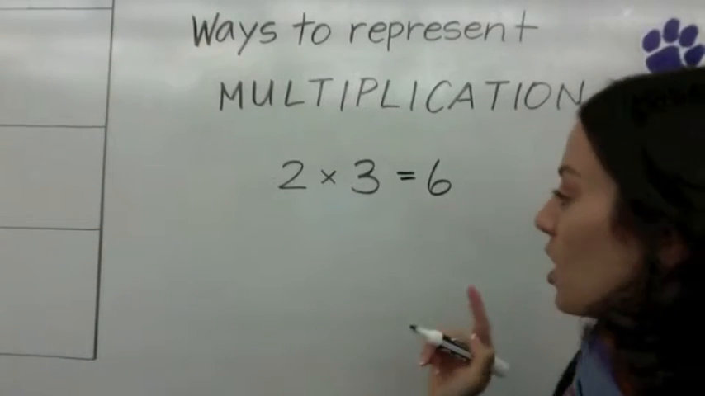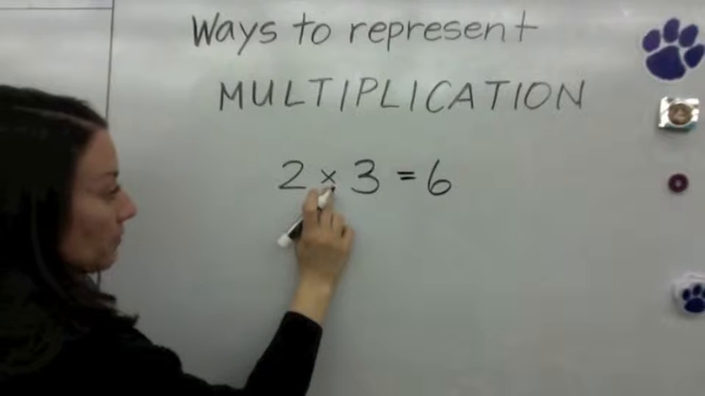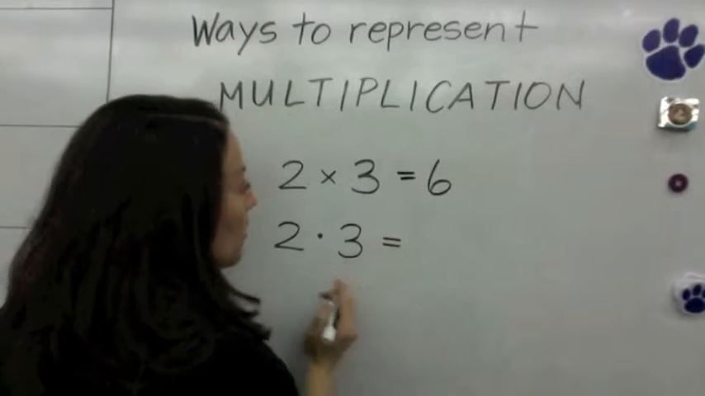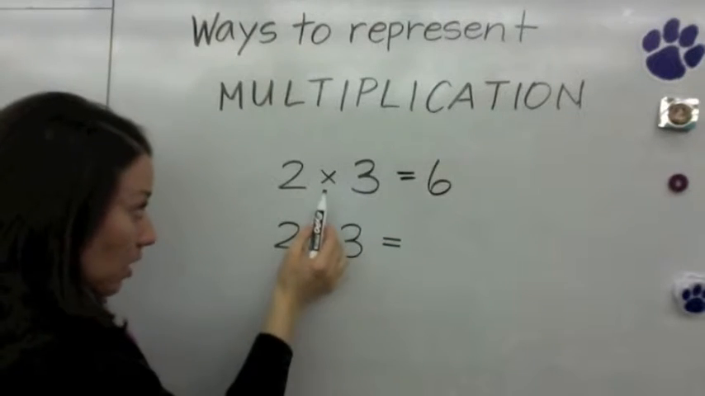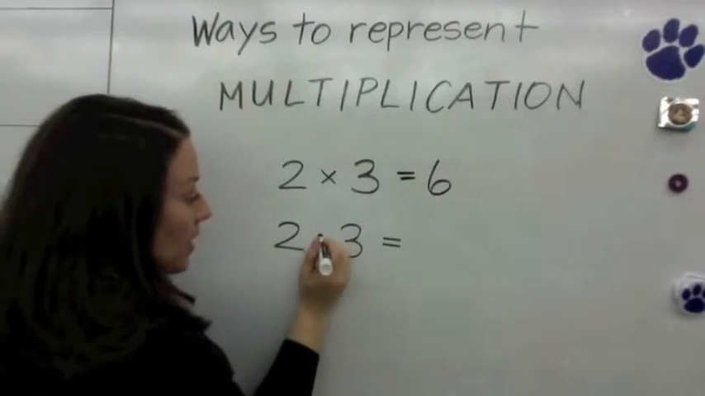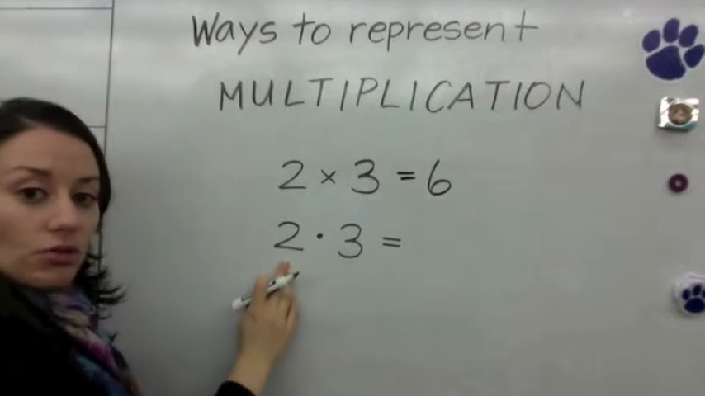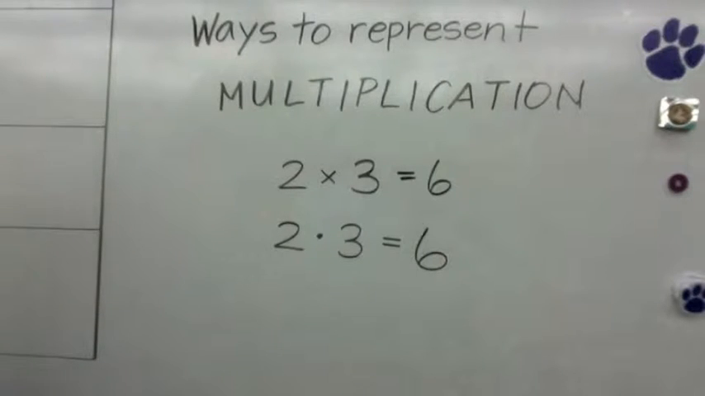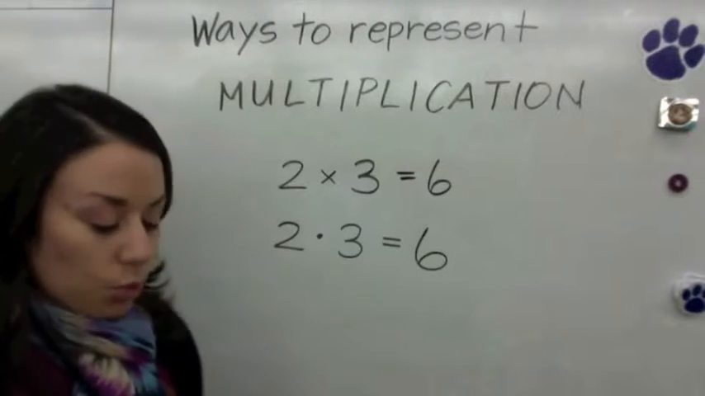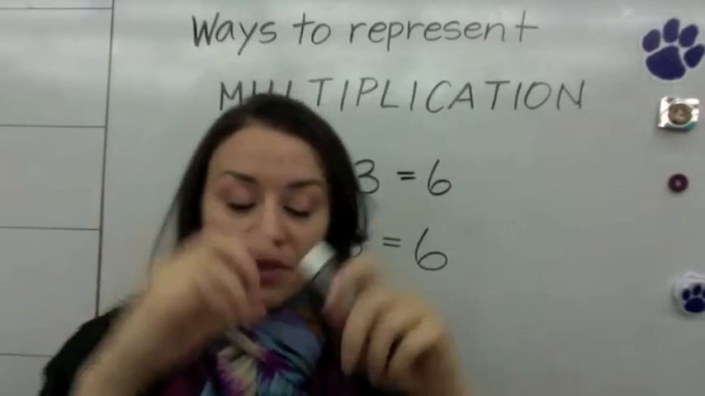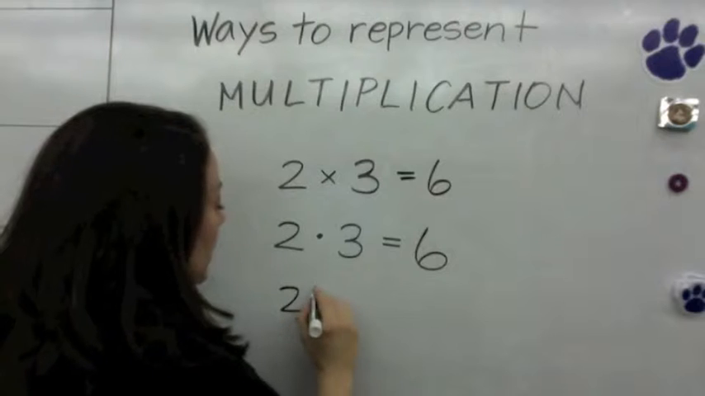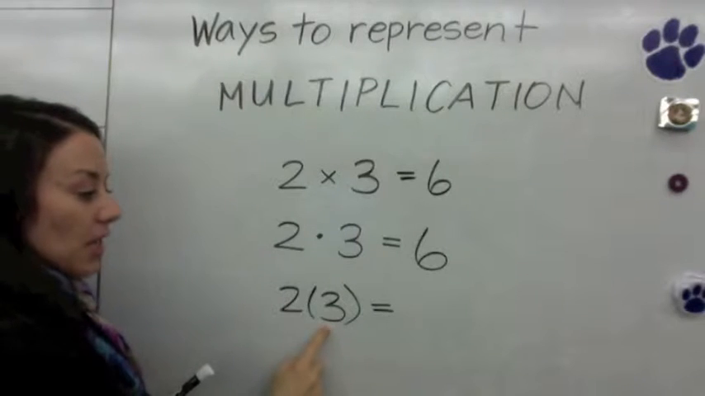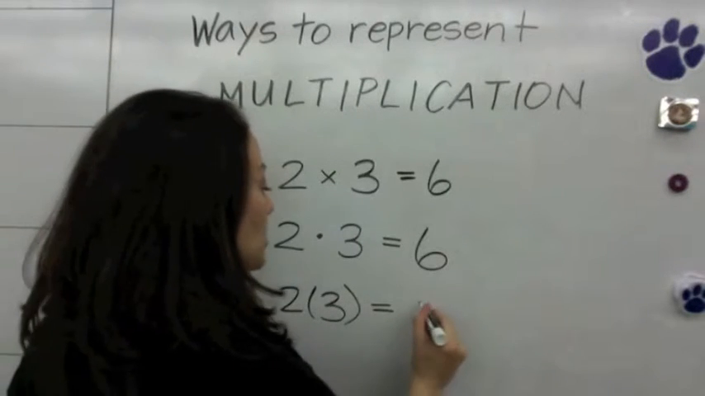Another way to write 2 times 3 is 2 with a dot and then 3. This x is the same as this dot. They both mean multiplied by or times. This is also 2 times 3, which is 6. The last way to represent multiplication is with parentheses. If I say 2 in parentheses 3, it means 2 times 3, which is 6.